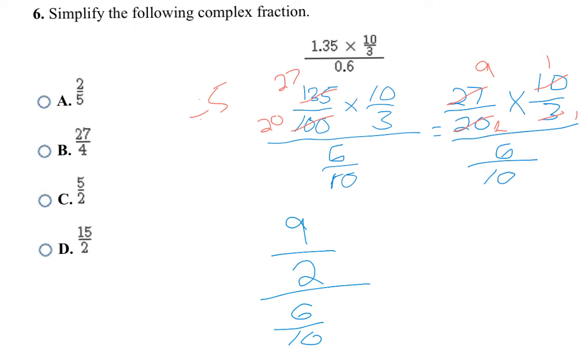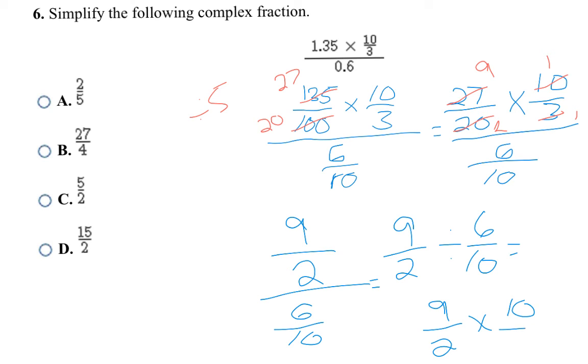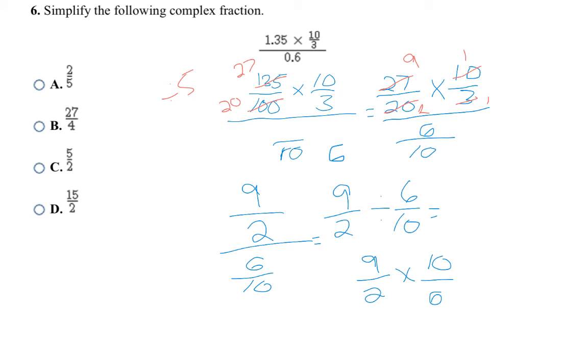So now I can rewrite this complex fraction horizontally. And so that's going to be 9/2 divided by 6/10. And so I'm just dividing two fractions. And when you're dividing two fractions, the rule is that the first fraction stays the same, change it to multiplication, and flip the second fraction. And so now I'm just multiplying fractions.